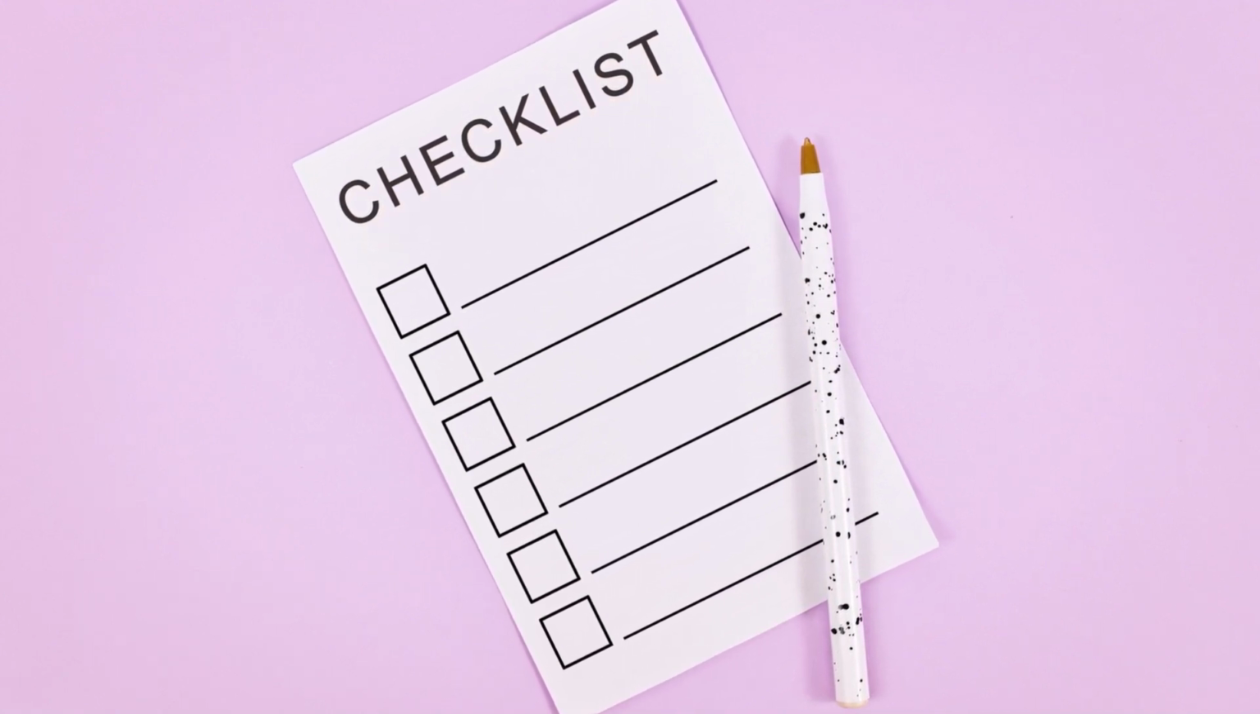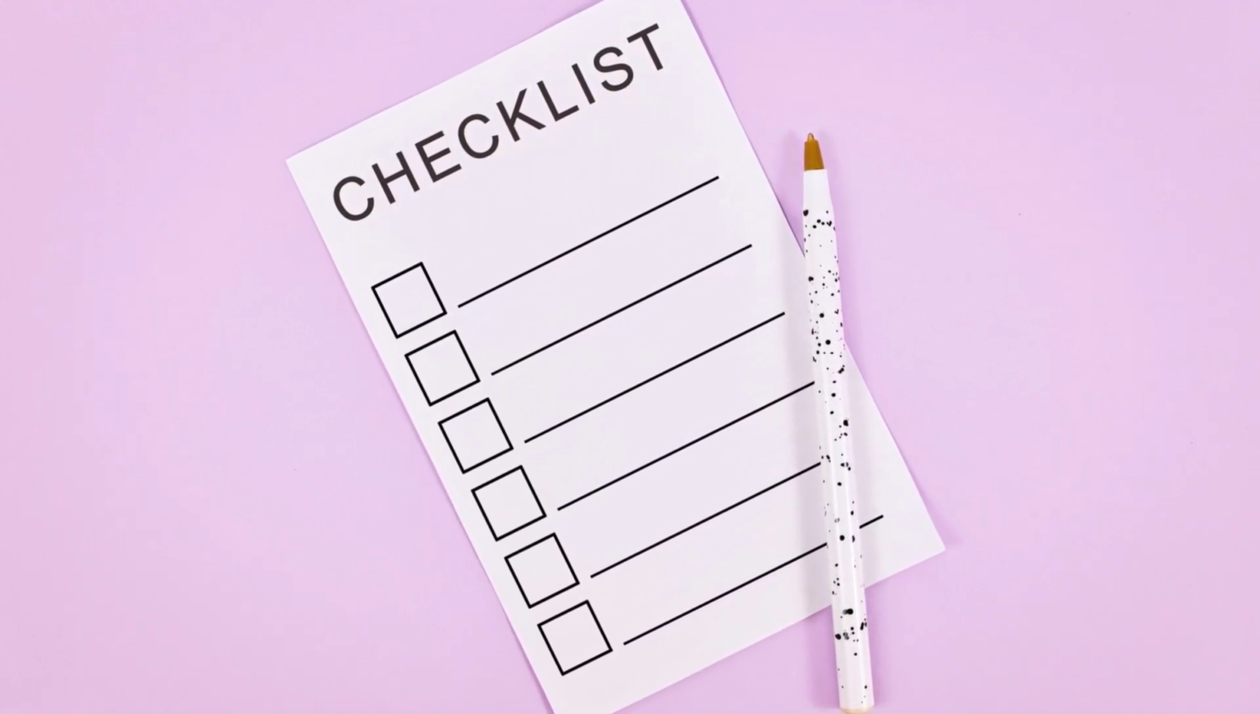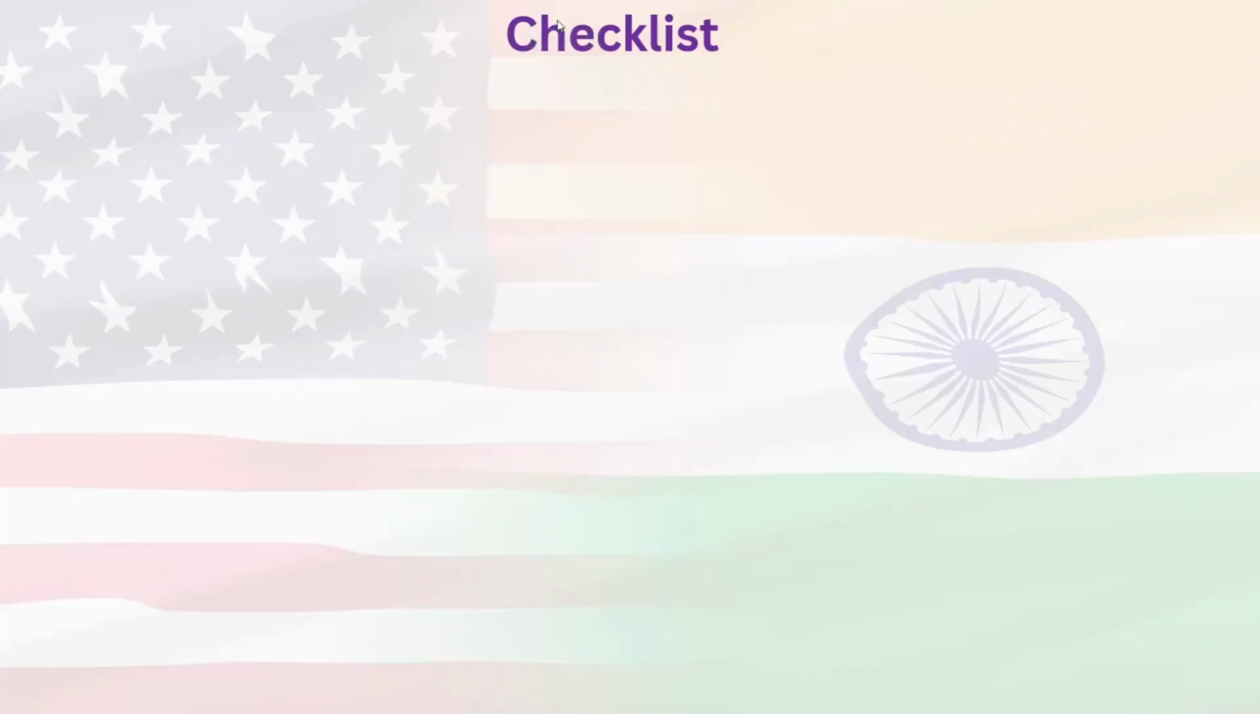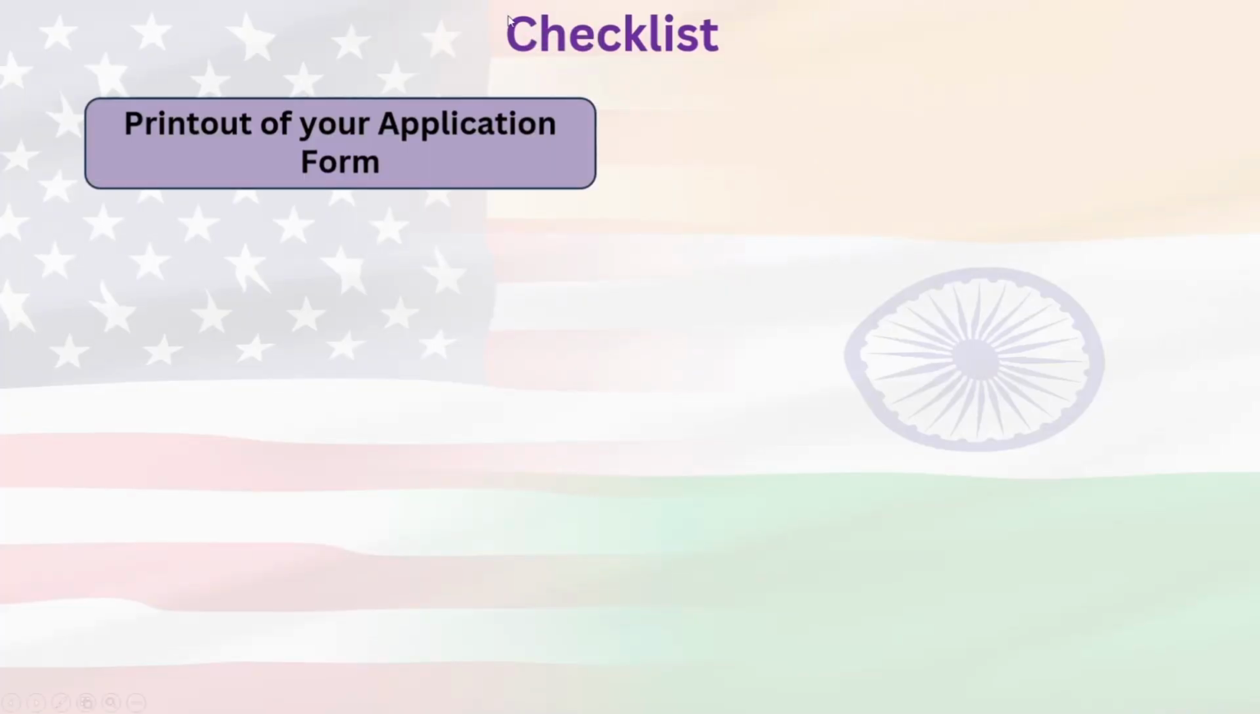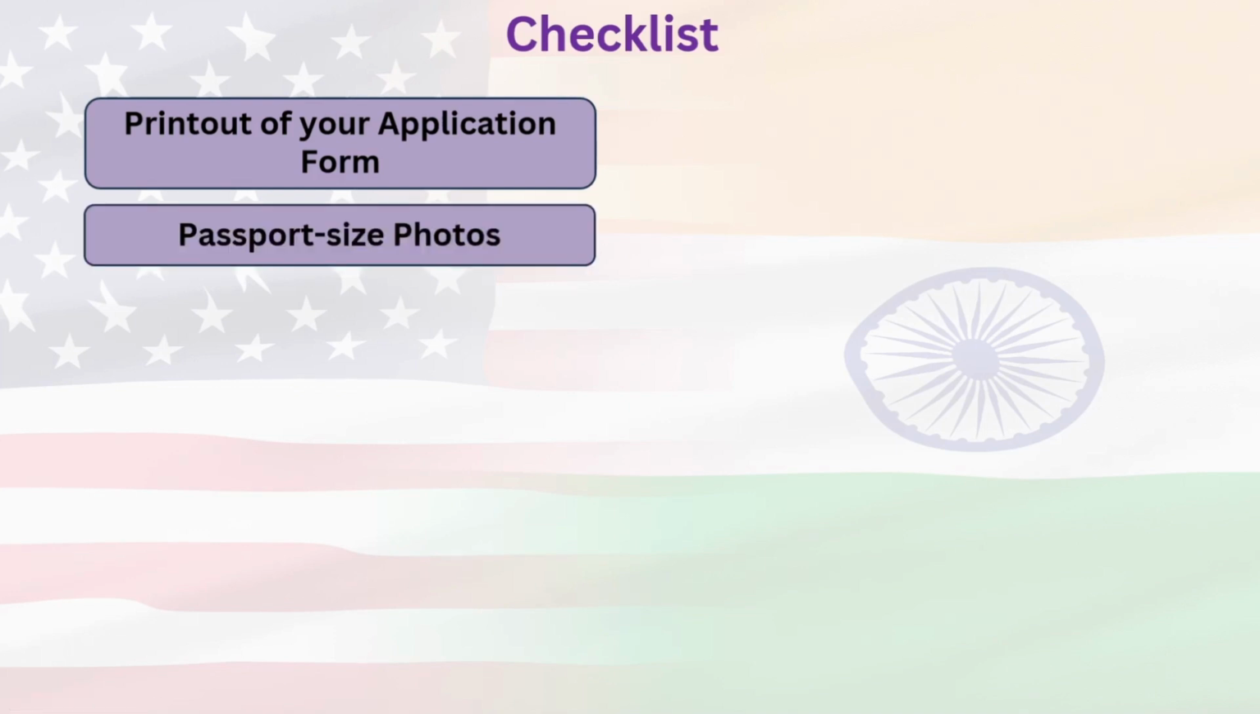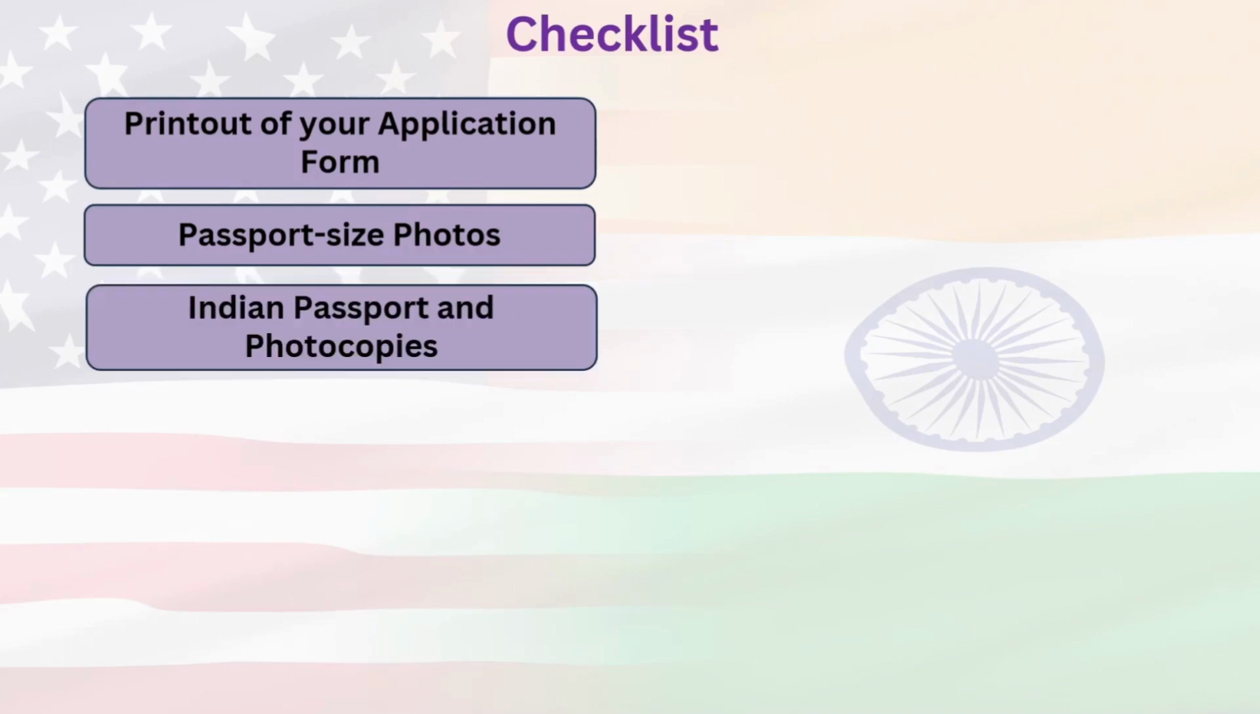Before we post the application, let's go over the mandatory checklist. First is the printout of your application form. Don't forget to sign it. Then 2 passport-size photos. Affix 1 in the application form and 1 in the change of appearance form. Send the original Indian passport and photocopies of its informational pages.